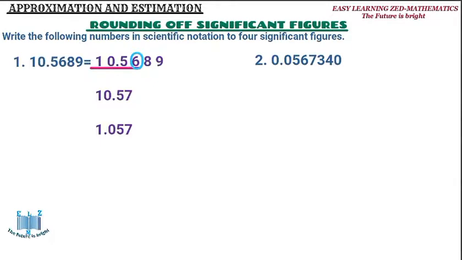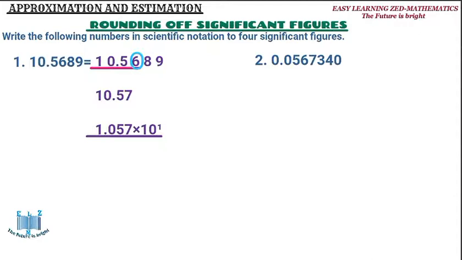Now the point has moved to the left. That means we're going to multiply it by 10 raised to the power 1. Why? Because the point has moved one place to the left, so it's going to be raised to the power 1. So now we have successfully written 10.5689 in scientific notation to four significant figures.